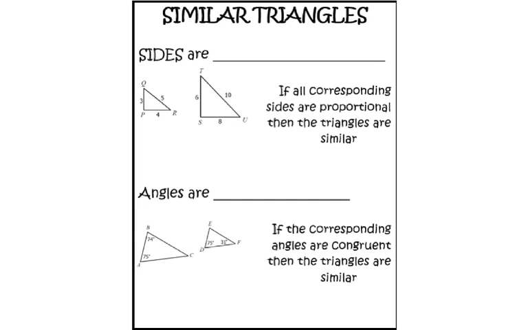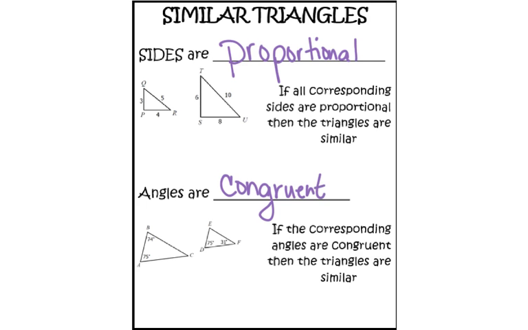And then finally, just a way to remember this. So in similar triangles, the sides are proportional. And if all corresponding sides are proportional, then the triangles are similar. If your triangles are similar, then all the angles are congruent, which means they measure the exact same thing. So if corresponding angles are congruent, then the triangles are similar. So if all your angles measure the same, then you're dealing with similar triangles. So that's it for this video.